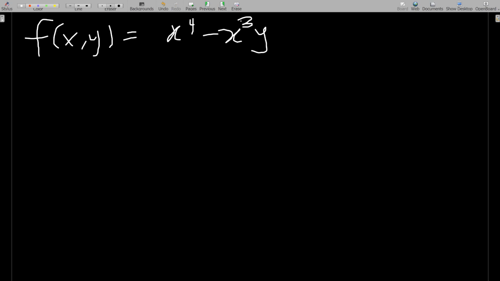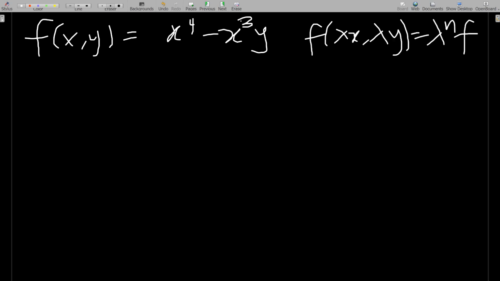With the first question, you have f of x, y equal to x to the power 4 minus x cubed y, and we are saying that for this to be homogeneous, if you substitute lambda x and lambda y for x and y, we should get some lambda to the power n multiplying f of x, y. So we're saying that f of lambda x, lambda y should be equal to lambda to the power n multiplying our same f of x, y. If this is true and we're able to get a number n for the lambda, then our function is homogeneous. First of all, let's find f of lambda x, lambda y.